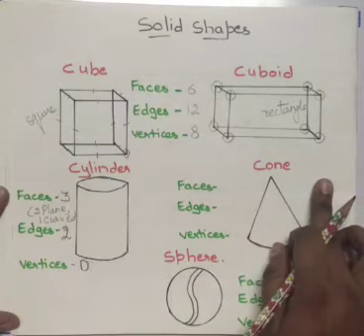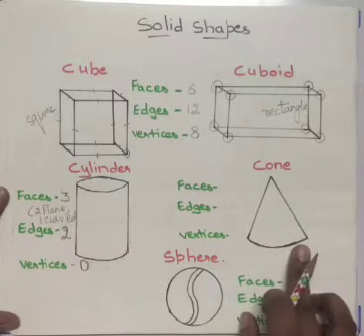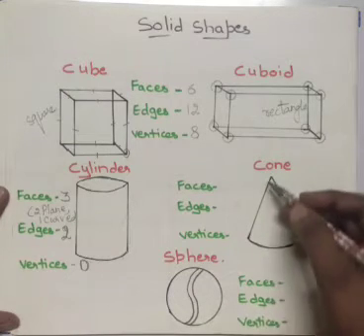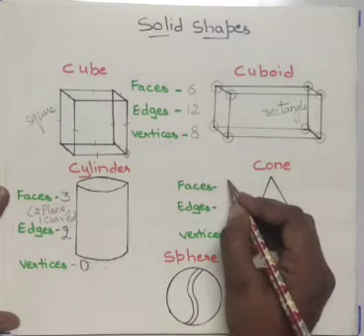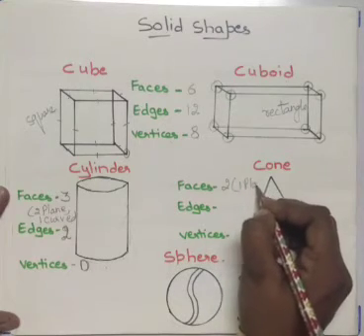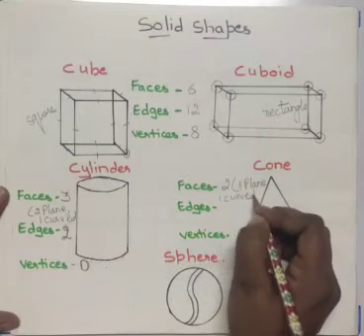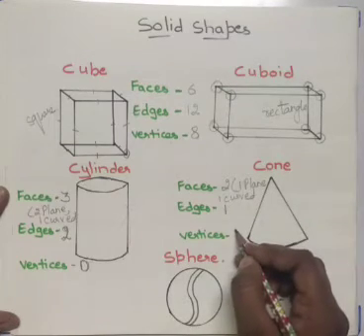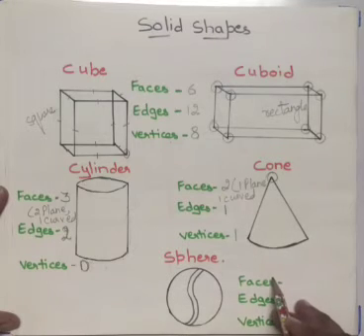Next, move on to cone. You remember your birthday cap? It's the shape of a cone, and the ice cream cone also. So it has 2 faces, 1 curved and 1 plain. It has 1 edge and 1 vertex. This is a cone.